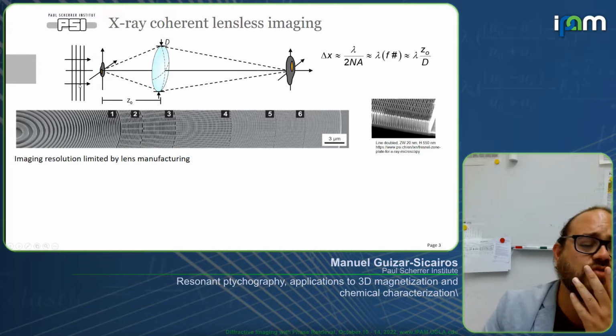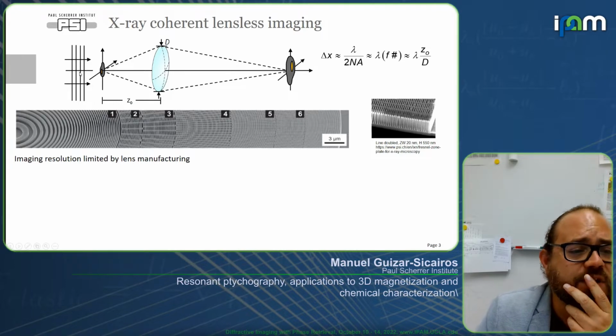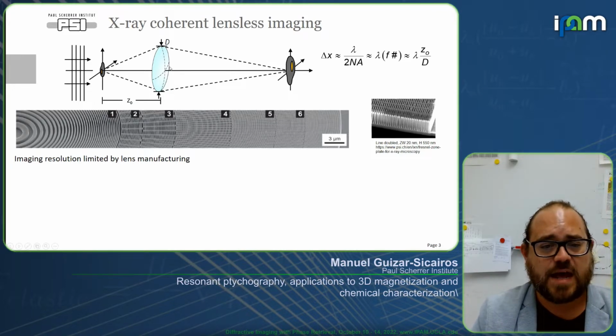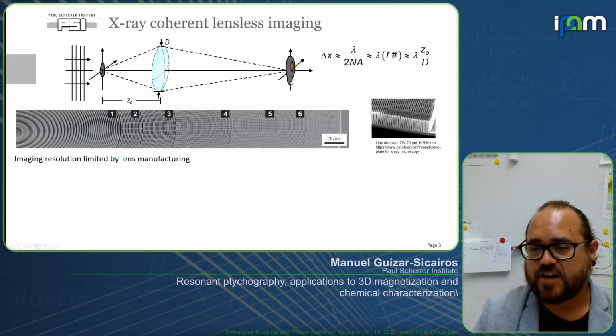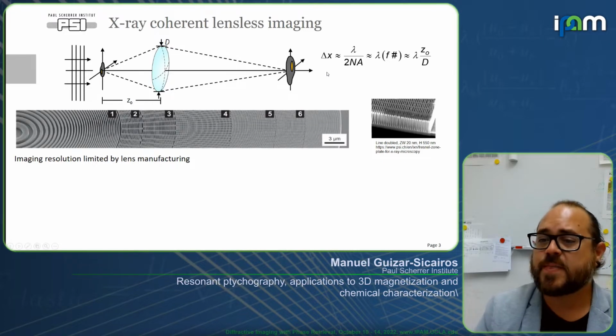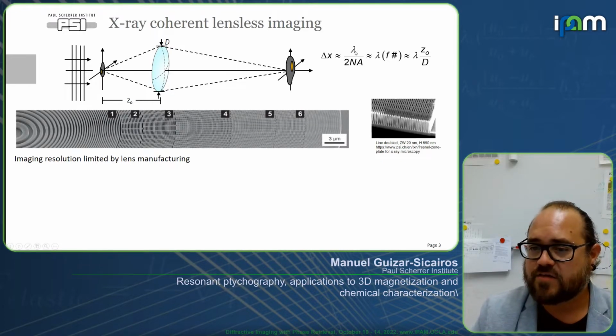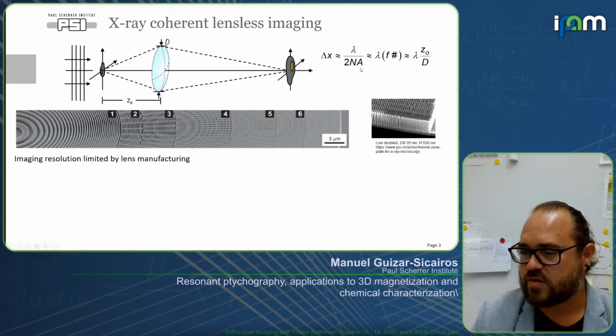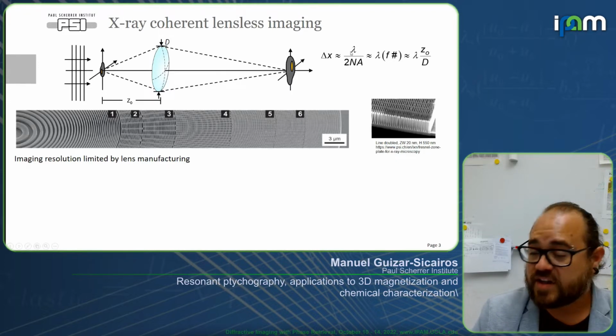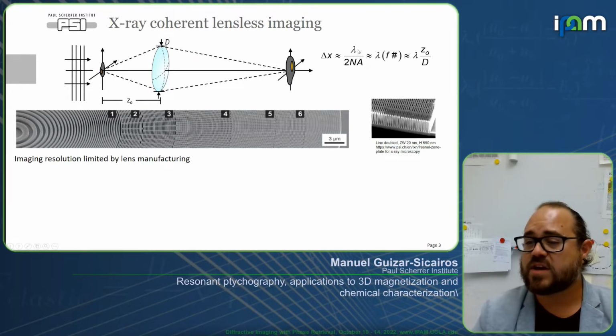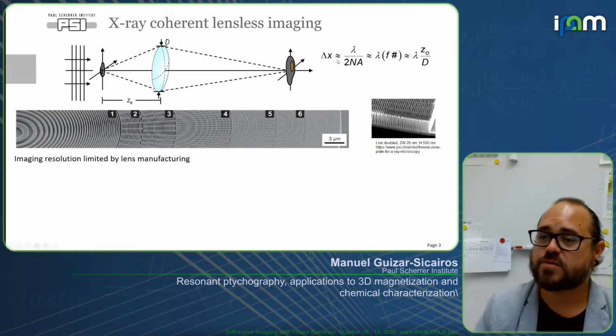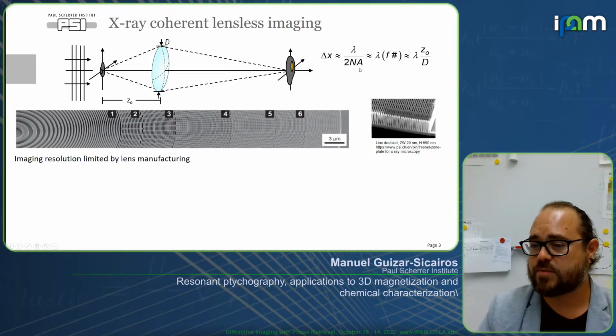So for the particular case of lens-based imaging, this is a very fundamental introduction for people in the audience that may not be so familiar with this. Here we have an incident illumination on the sample, then a lens forming a magnified image of the sample on the detector over here, and the resolution is given by the wavelength and the numerical aperture of the lens. If the wavelength is very small, as in the case of X-rays, one can aim even at atomic resolution, but then the numerical aperture of the lens becomes a problem.